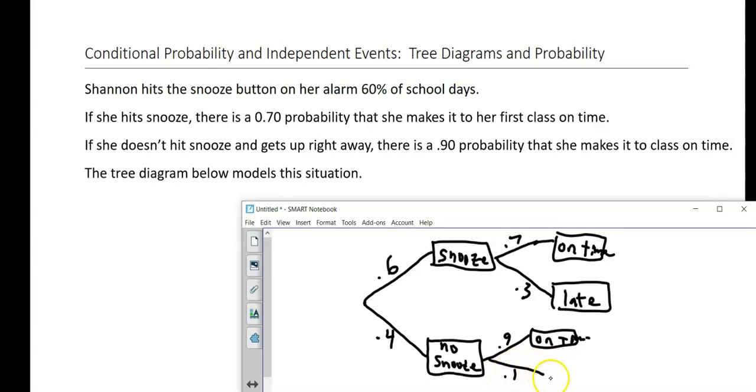Which means by default, it has to add up to 100%. Each time, do you see these branches? 0.6, 0.4, they add up to 100%. 0.7, 0.3, they add up to 100%. 0.9, 90%, and 10%. So that's going to be the late folks.